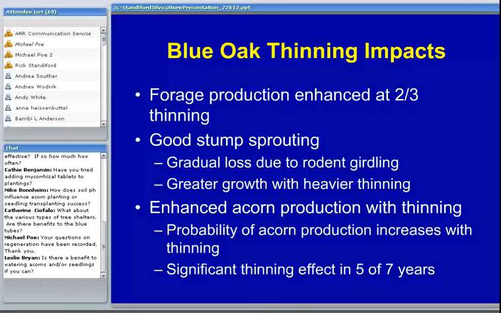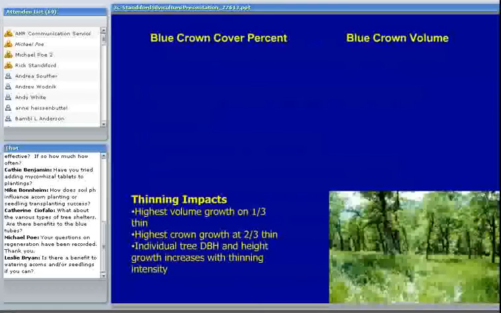Our friends in Spain, who are quite interested in acorn production for acorn-fattened hogs in their woodlands, have known this for centuries and have actually thinned to enhance acorn production in their Mediterranean woodlands. But for us, this was the first time we were able to document it. A little bit of information on the effects of thinning.